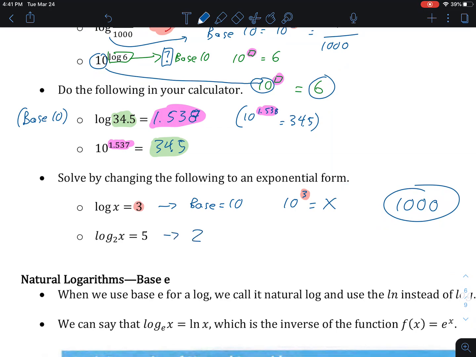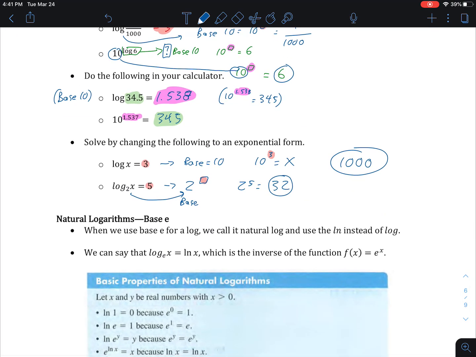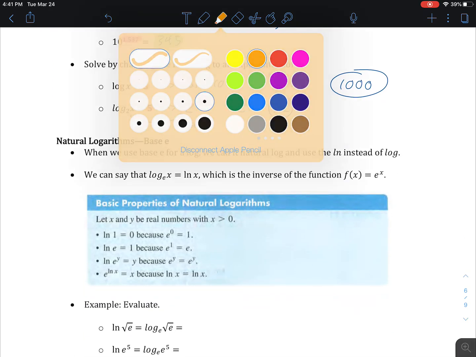Log base 2 of x equals 5. My base is 2. Logs are exponents. There's my base, there's my 5, so x is equal to 2 to the 5th, which is 16 times 2 is 32. So 32 is my total answer. Right? So it's just getting the hang of where things are in this log and what they mean. Logs are exponents. We'll do a couple examples, base e, and then that'll be it for now.